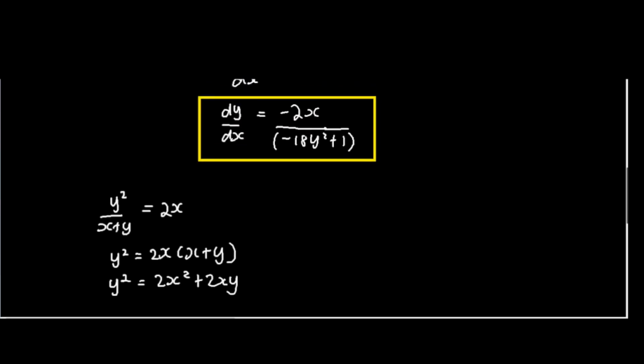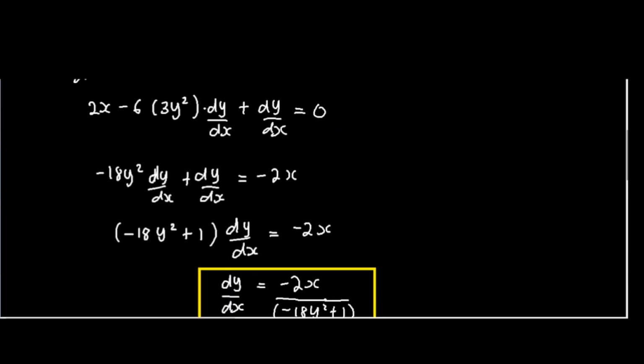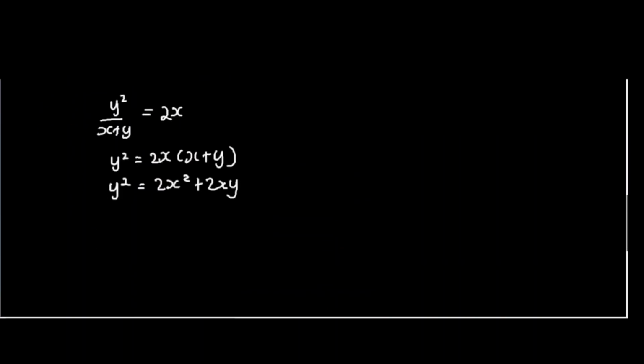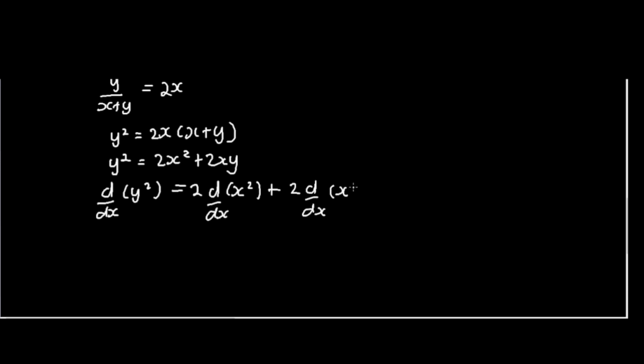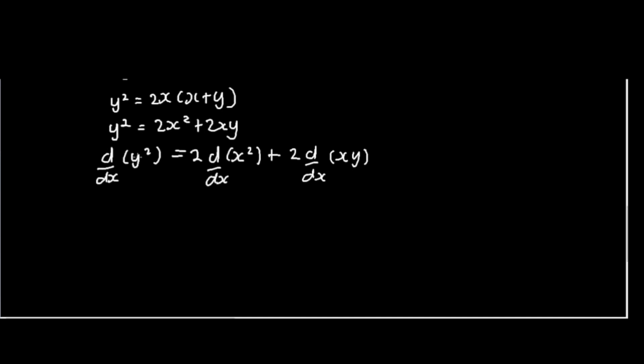Remember we said that when you're differentiating implicit functions, we differentiate term by term, or we consider each of the individual terms. From that we can introduce the derivative symbol. So we shall have the derivative of y squared being equal to the derivative of... Remember, if we have a constant here, it is the same as saying 2 multiplied by the derivative of x squared plus this other 2 here multiplied by the derivative of xy.